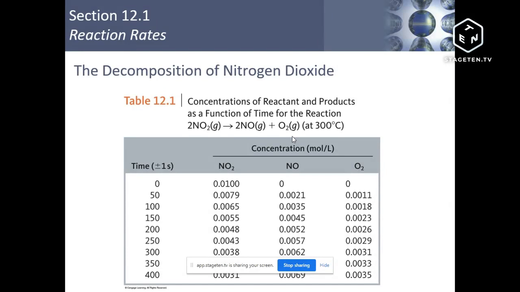And if you know one of the rates of any reactant or product, you could figure out the rate of everything else in the equation. All you have to do is multiply by the mole ratio. Okay, so let's do that. In the span of 50 seconds, 0 to 50, we lost 0.0021 molar NO2.